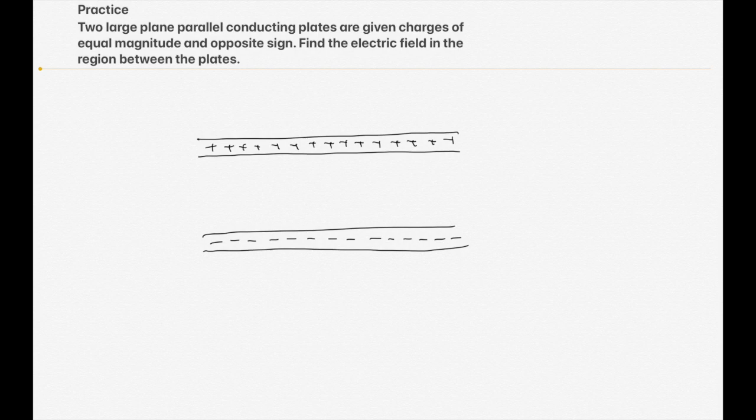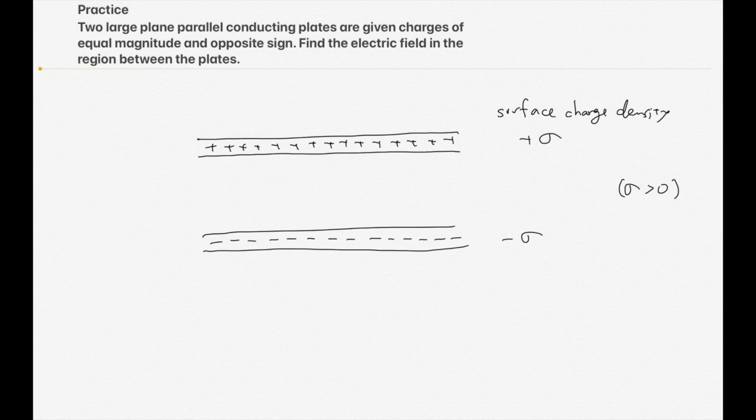In the charge densities, we use the surface charge density, which is a positive sigma and a negative sigma. And the sigma is a positive value. And I would like to find the electric field.